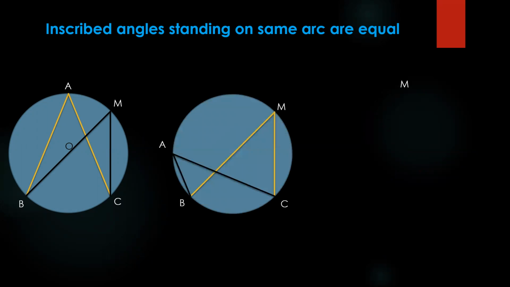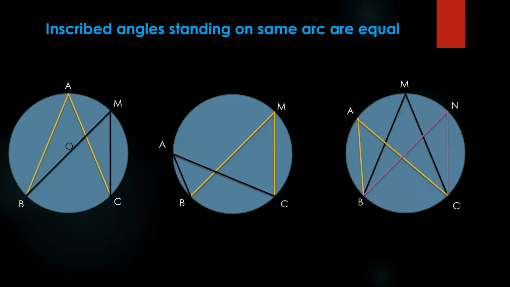Look at this other figure. Here also you can see both inscribed angles are standing on the same arc BC, okay? And here, there are so many inscribed angles standing on BC, right? In the first two figures, you can see angle BAC is equal to angle BMC. Both are inscribed angles standing on the same arc. Now see in the third figure, angle BAC is equal to BMC is equal to BNC. Why? Because they are all standing on the same arc BC. So remember, whenever inscribed angles are standing on the same arc, they will always be equal.